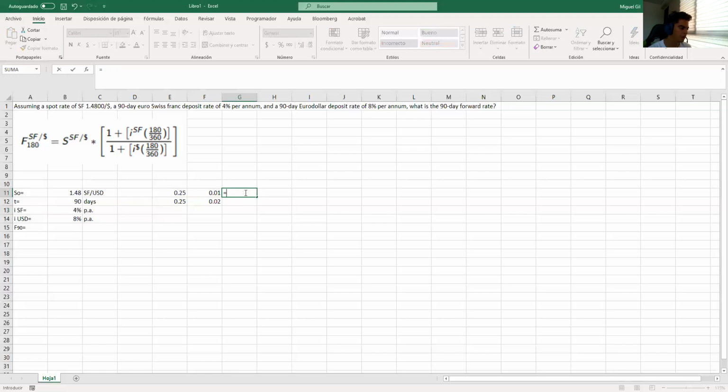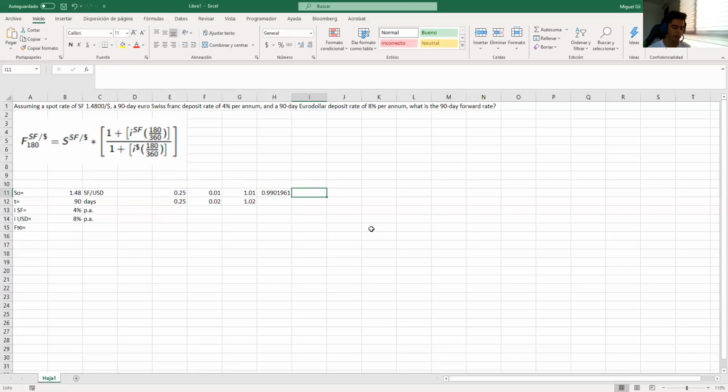We need only to add 1, right? That's what it says in here. Add 1. 1 plus whatever this is. So just add 1, and again in here, add 1. We are almost there. The next step will be to divide the top part over the bottom part. So it will be something like this over this.